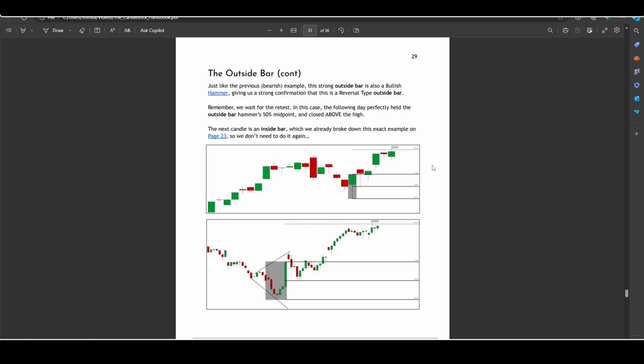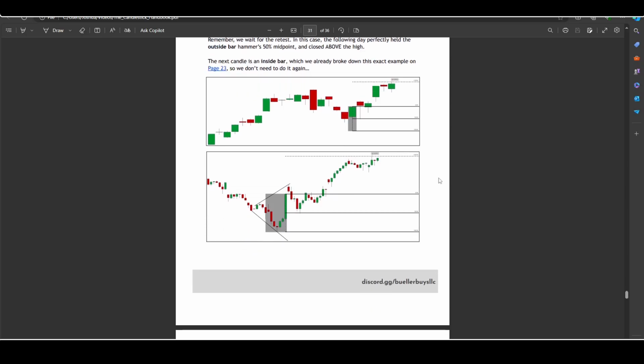The next candle is an inside bar, which we already broke down this example on page 23, so we don't need to do it again. So again, just seeing that example of combined patterns, combined effort. It's not just one candlestick or one candlestick at a good spot. Sometimes it's multiple candlesticks at multiple good spots, and it's giving you stacked confidence.